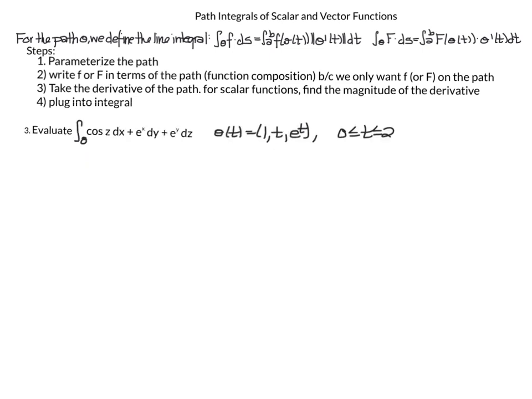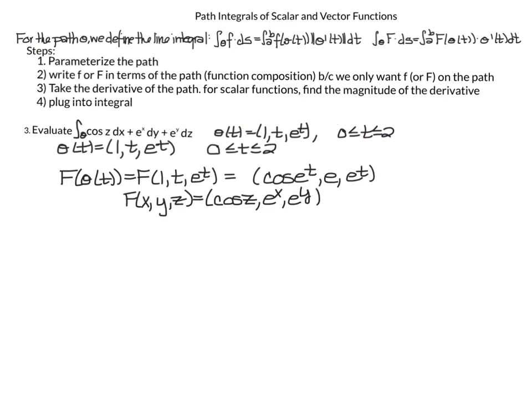The next problem is to evaluate the line integral of cosine z, e to the x, e to the y, where sigma of t is equal to 1, t, and e to the t, and t goes from 0 to 2. So my first step is to parameterize the path, which has already been done for us. You know, this is so easy peasy when the path is done for you. It won't always be that way.